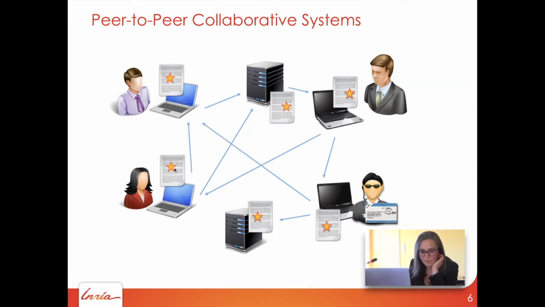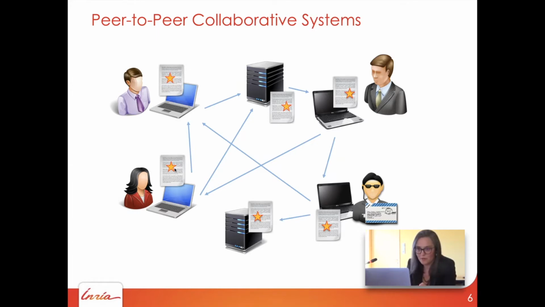In this collaboration, we still have servers, but they behave like users, for instance, for correcting misspellings or for an automatic translation. We can consider in this way that we have a man-machine collaboration.